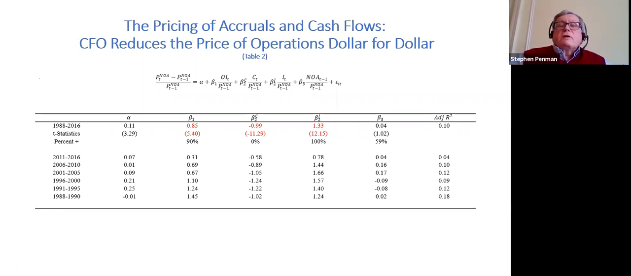But the remarkable thing here is, and when we got this, I had to go back. Let's just check out our coding here. The remarkable thing is, the coefficient on cash flow from operations is not, I'm sorry, it's minus 0.99. The market prices cash flow from operations as reducing the value of the operations, the pricing of the operations.